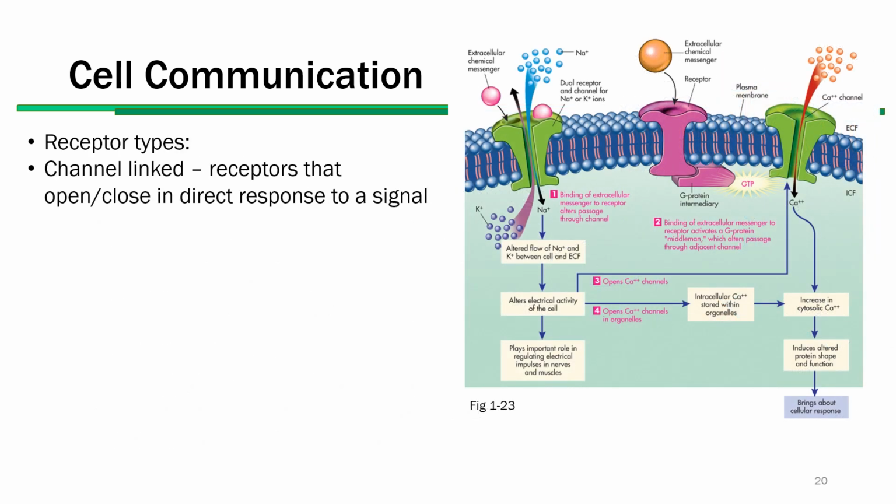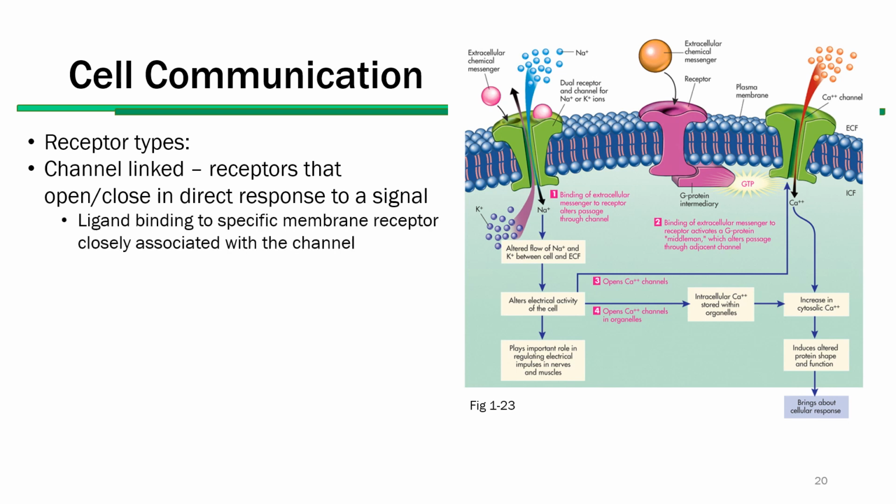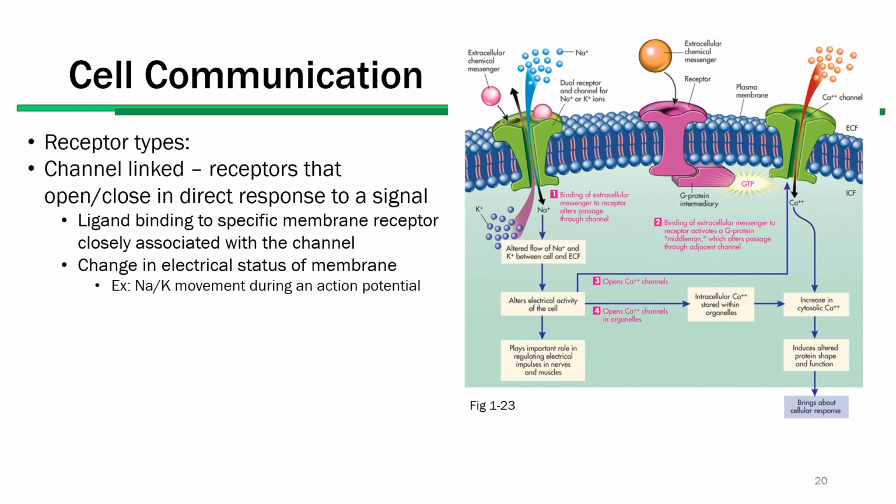When we look at receptor types for these ligands, they can be channel linked. Channel linked are receptors that open and close in direct response to a signal. The ligand will bind to a specific membrane receptor closely associated with that channel and change the electrical status of the membrane. For example, sodium and potassium movement.